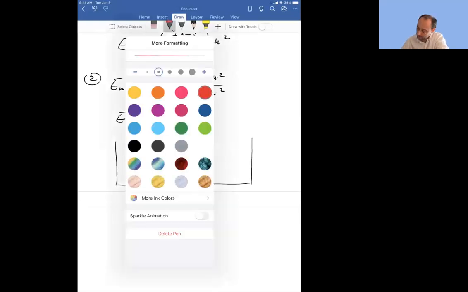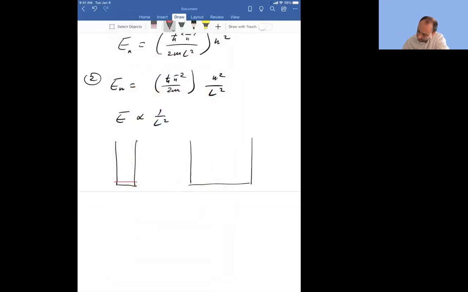So if you have a narrow box, here's the first energy level, here's the second energy level, here's the third energy level. If you have a wide box, here's the first energy level, here's the second energy level, here's the third energy level, and so on. So you see that E1, E2, E3, E1, E2, E3. So if you confine a particle to a smaller and smaller amount of space, it will have larger and larger energies. Does that make sense?